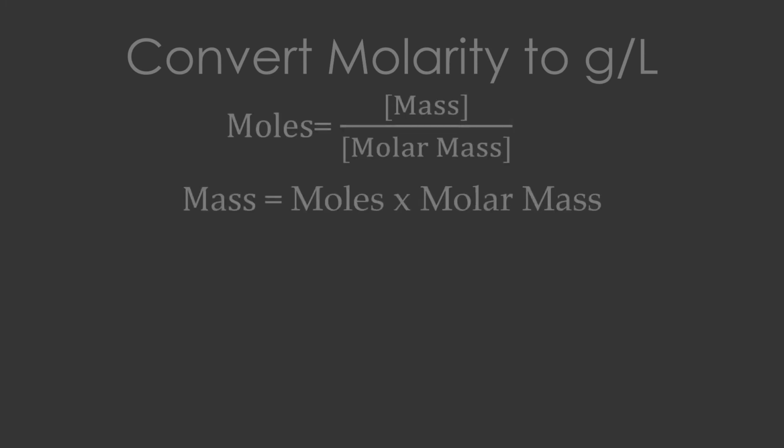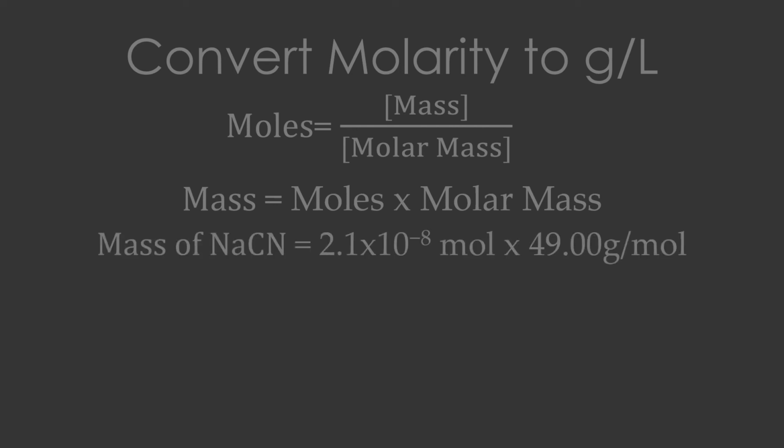Converting molarity to grams per liter. Moles is equal to mass over molar mass, so mass is equal to moles times molar mass. So mass of NaCN is equal to moles of sodium cyanide in 1 liter times the molar mass, which is 49 grams per mole. The value is 1.067 times 10 to the power of negative 6 grams in 1 liter.